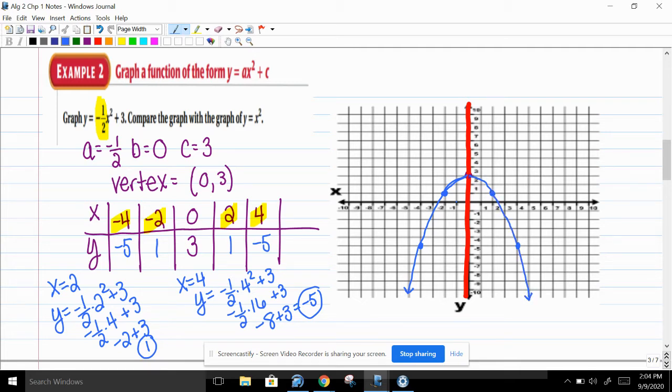Okay, now again, the parent function looks something like this.